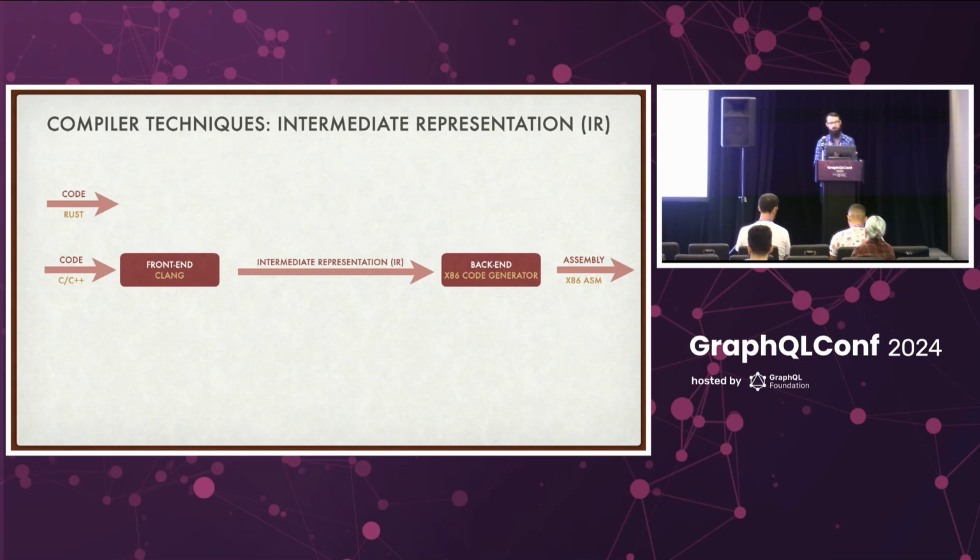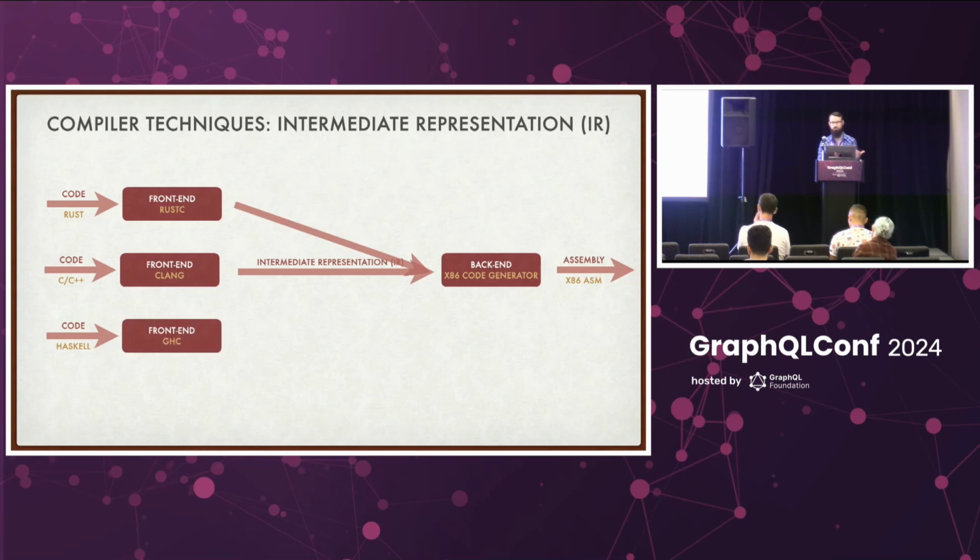So for example, we might take in some Rust code, pass that into a new front end like Rust-C, and generate an intermediate representation for it, and then actually reuse the same back end that generates x86 code. So this lets us support multiple languages for a given platform. And of course, we can keep adding languages, like we might add Haskell, use the GHC front end, generate an intermediate representation in LLVM, and generate x86 code from that.